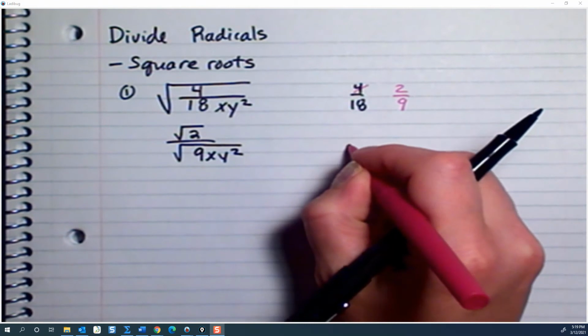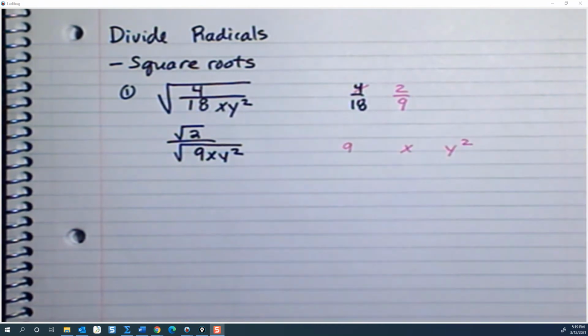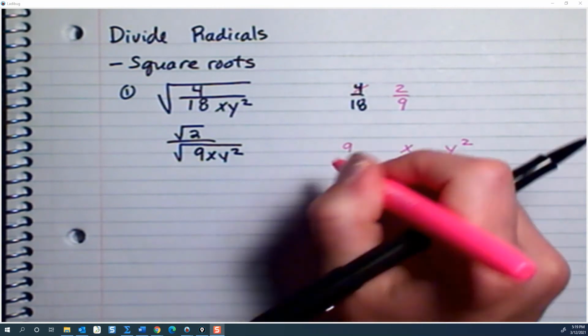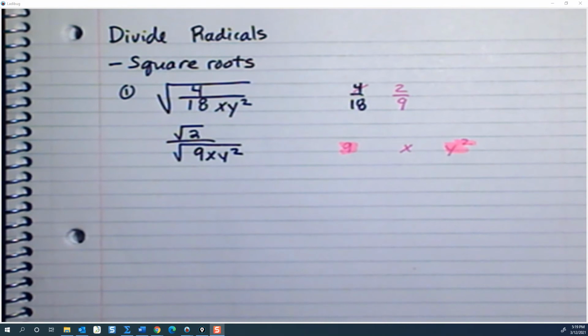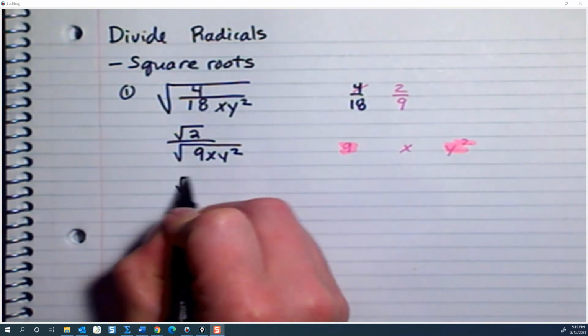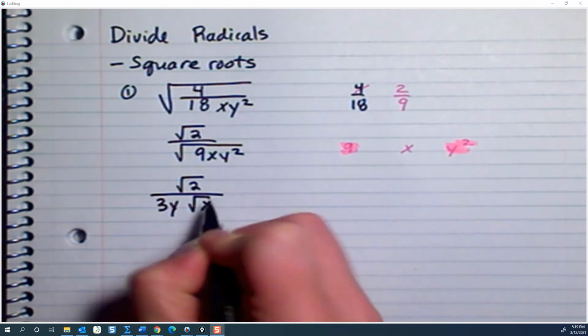And then I notice that I've got xy squared. And so I have 3 different things here. And these 2 things are perfect squares. So I'm going to go ahead and simplify that. 3y square root of x.